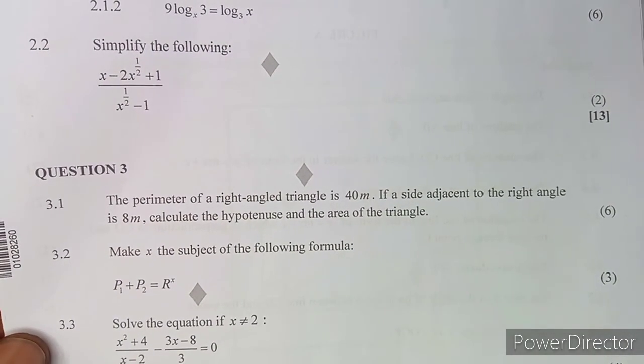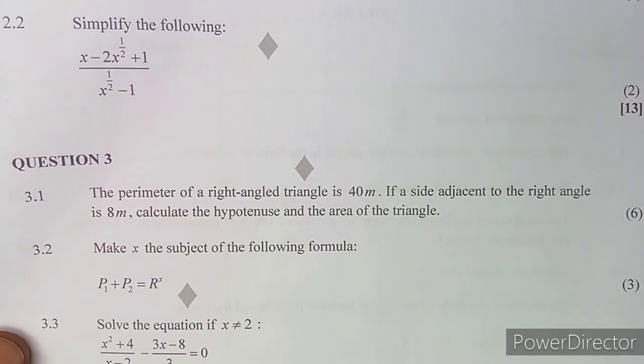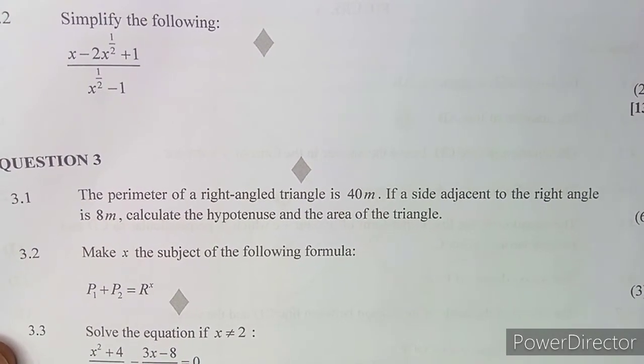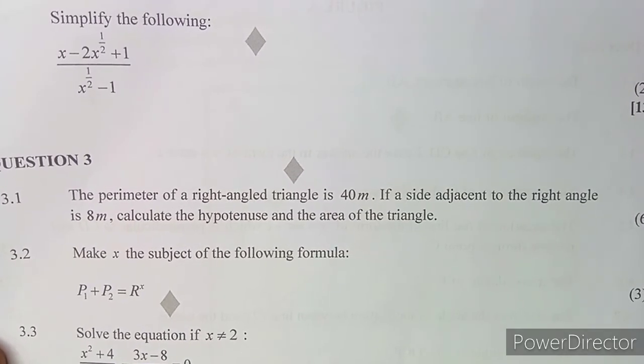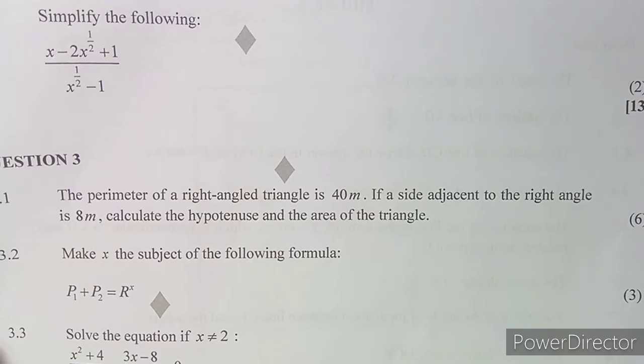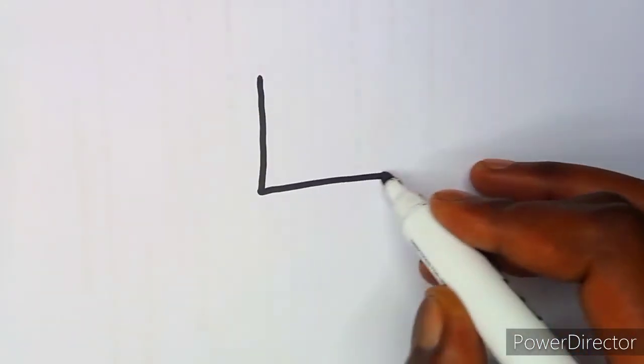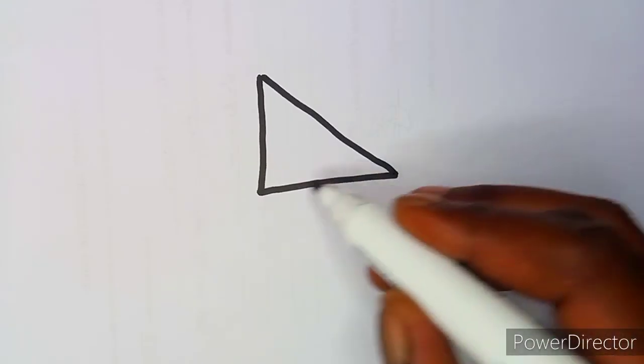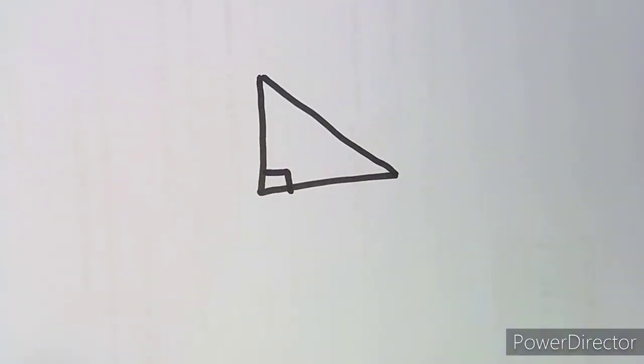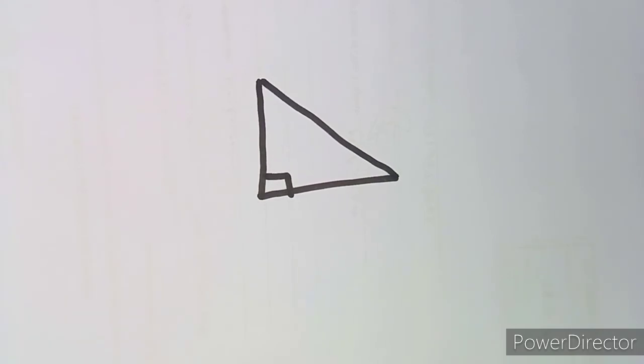Okay, then we are also given in this case on question 3 that the perimeter of a right angled triangle is 40 meters. If the side adjacent to the right angle is 8 meters, calculate the hypotenuse and the area of the triangle. So we have 6 marks for that. This was a question which wanted us to apply something about solving triangles, where we have to apply a right angle triangle, because we are given that the perimeter of a right angle triangle is 40 meters.